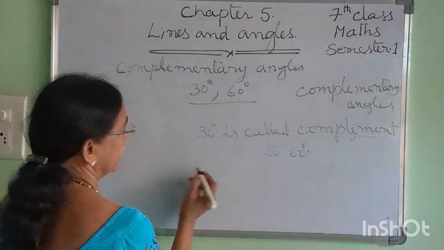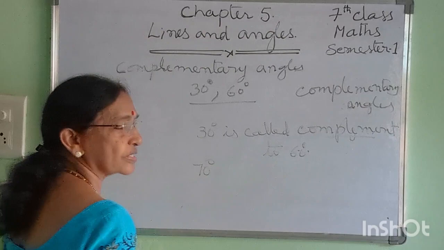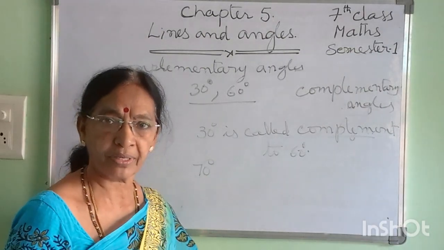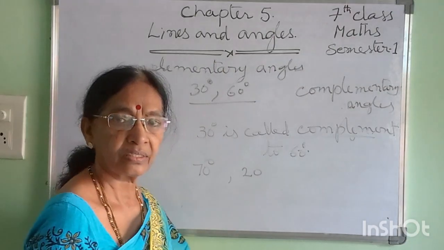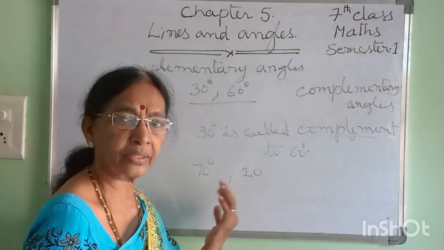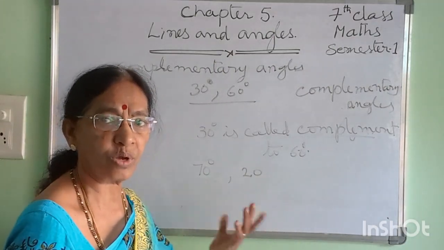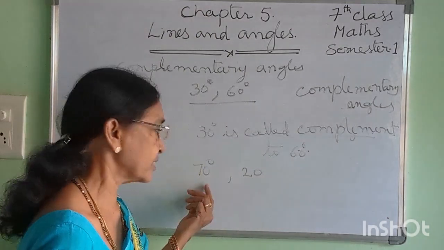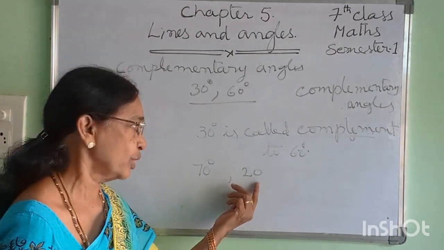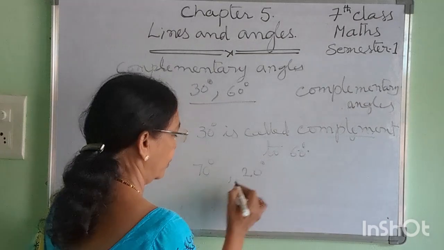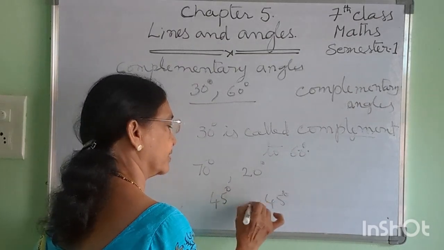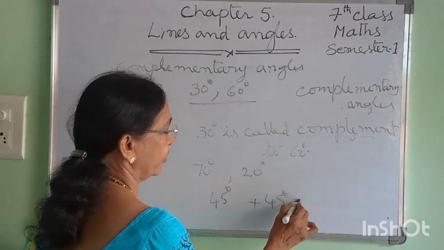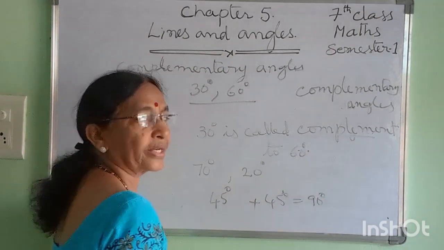So what is the complement of 70 degrees? That is 20 degrees. Whichever angle we add to get 90 degrees is its complement, and 70 degrees is the complement to 20 degrees. So the complement of 45 degrees is 45 degrees, because the sum of 45 plus 45 is equal to 90 degrees.